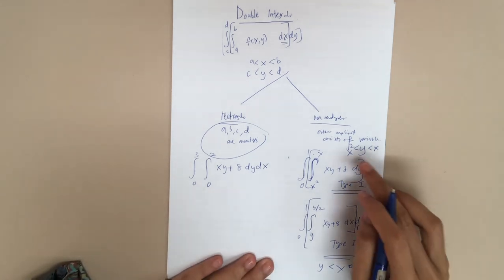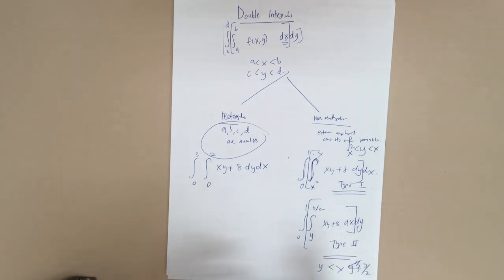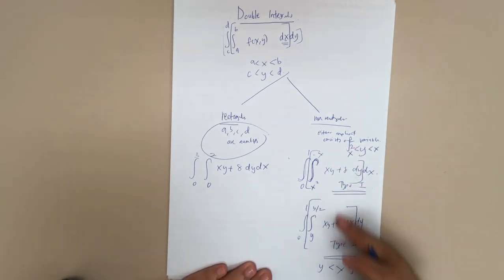Type 1 is when y equals something, your limit is y. Type 2 is when x equals something. This is y equal to x, this is x equal to y. They switch between these two. So this one is non-rectangular.